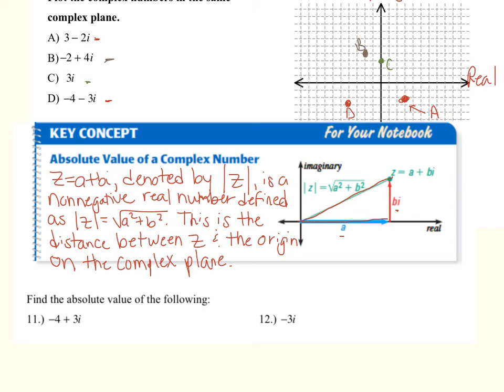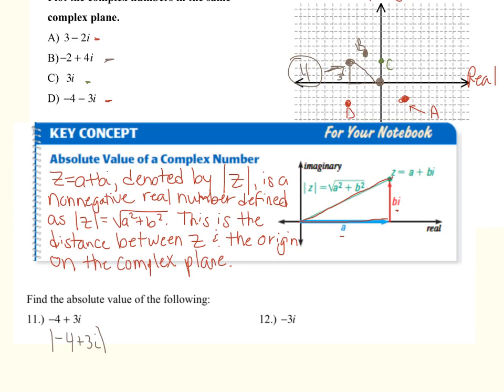So let's take a look at 2 examples. If we want to find the absolute value of negative 4 plus 3i, well, we can graph that on our grid above. Negative 4 means 4 units to the left in the real part, plus 3i means we go up 3 in the imaginary part, and so here's our point for number 11. And I want to know how far from there to there, so I'm going to draw straight down, straight over, and form a perfect right triangle in which I'm looking for the hypotenuse.